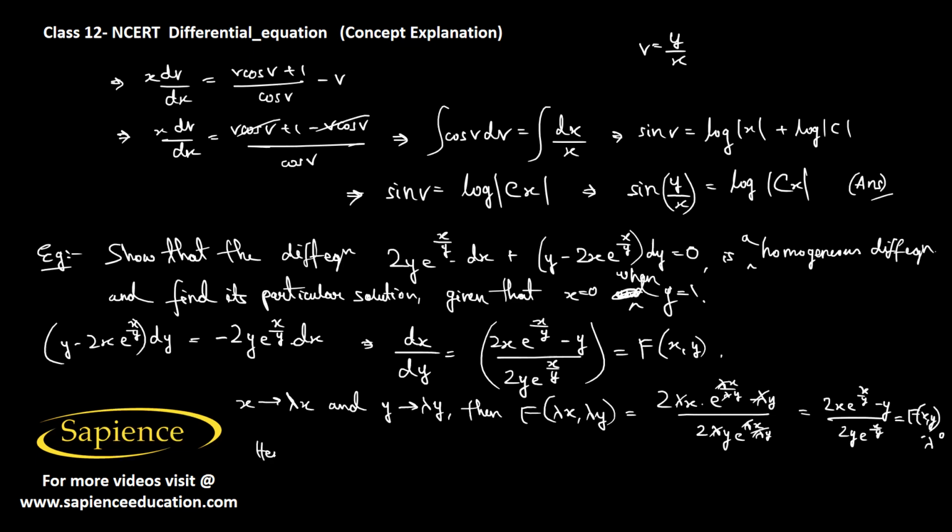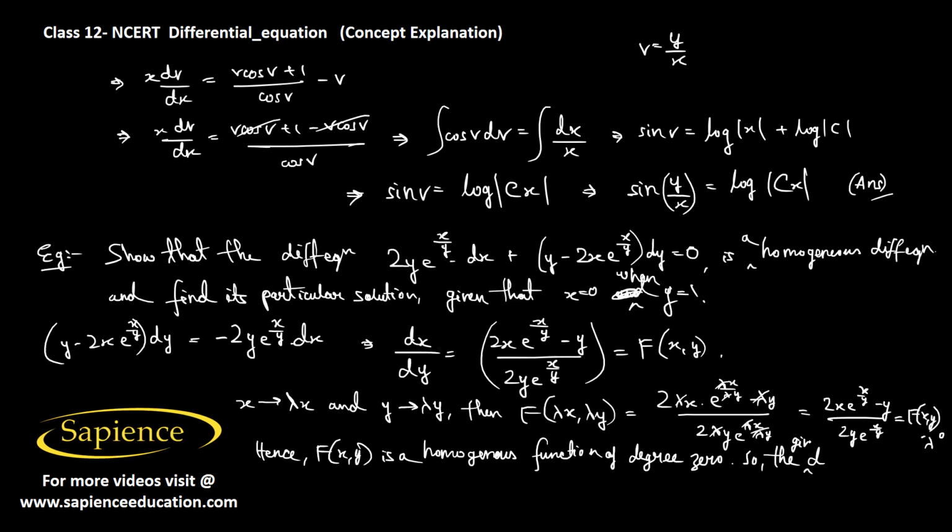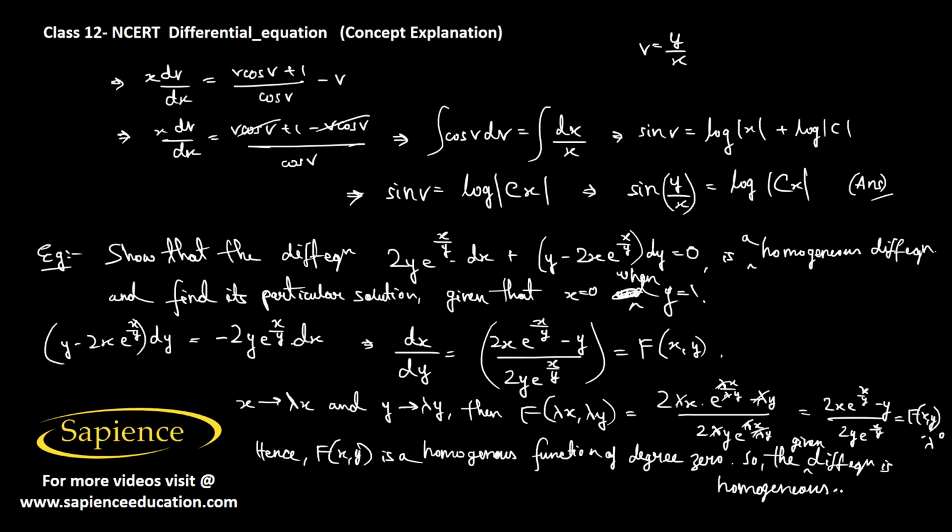So hence we can say the function f of x comma y is a homogeneous function of degree 0. So the given differential equation is a homogeneous differential equation.